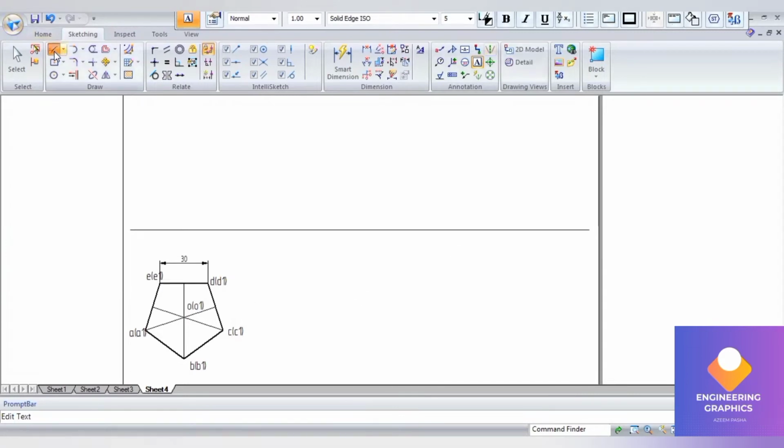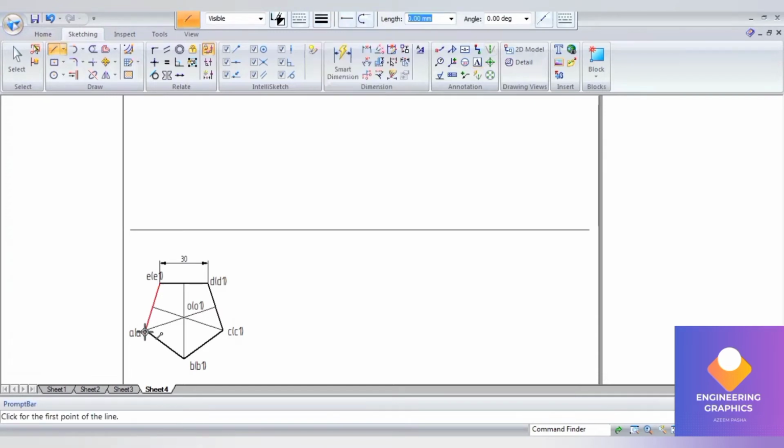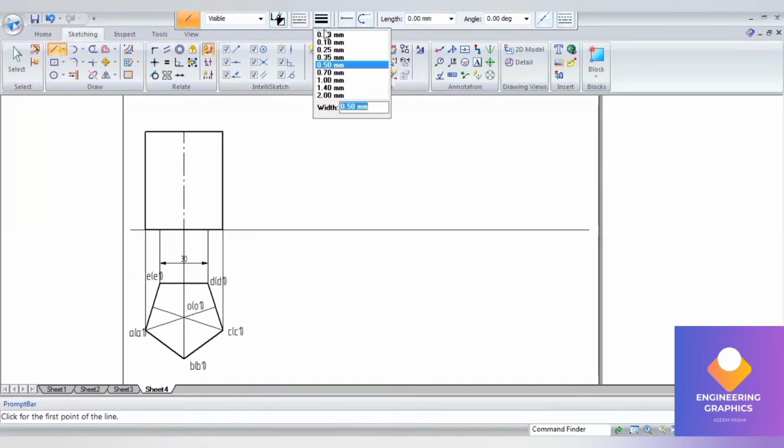Okay, after writing the notations, we should draw the projection lines. So take 0.13 mm thickness line. So draw the projection lines. So for the axis length here, I will give the axis length as 60 mm. So construct the front view. We know that in the prism, the front view will be a rectangular face. Okay.